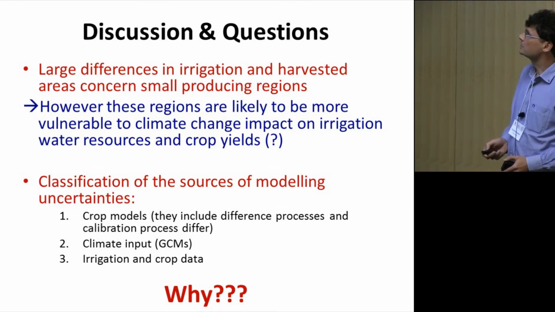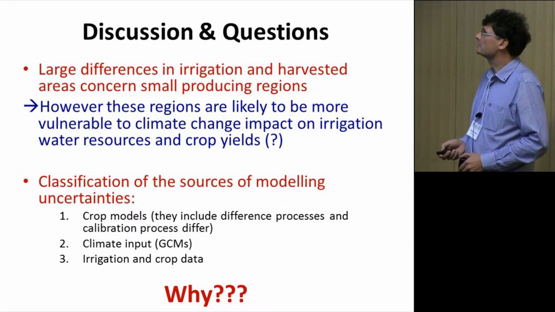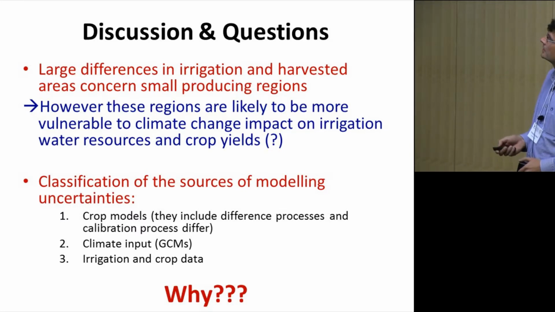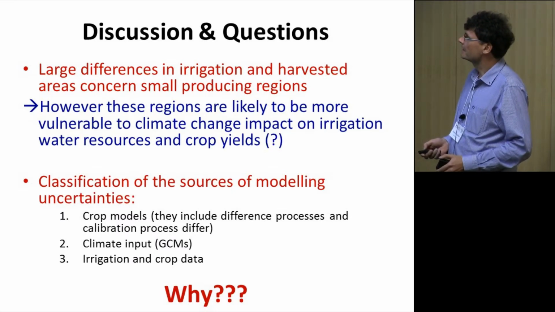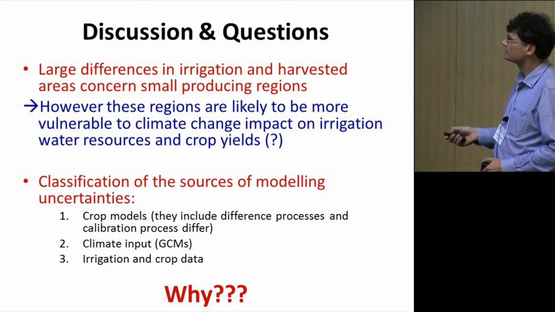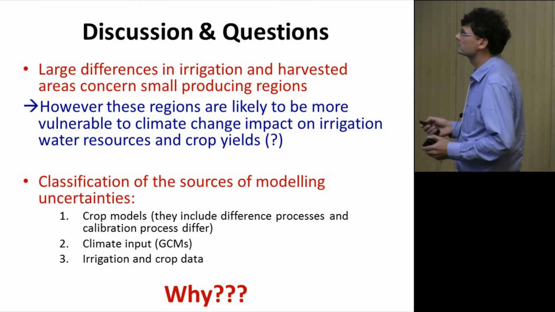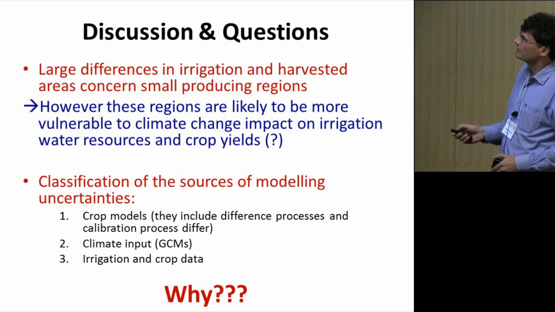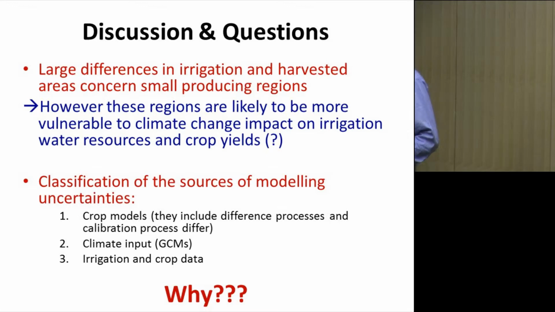And of course, first of all, I would like to summarize the outcomes. We can see that we have differences in particular in the marginal cropping regions, and as you can see here, when we sort these changes or uncertainties, the crop modeling part is still on top, and then the climate input and the irrigation and crop data. And now we were asking, why is this the case?